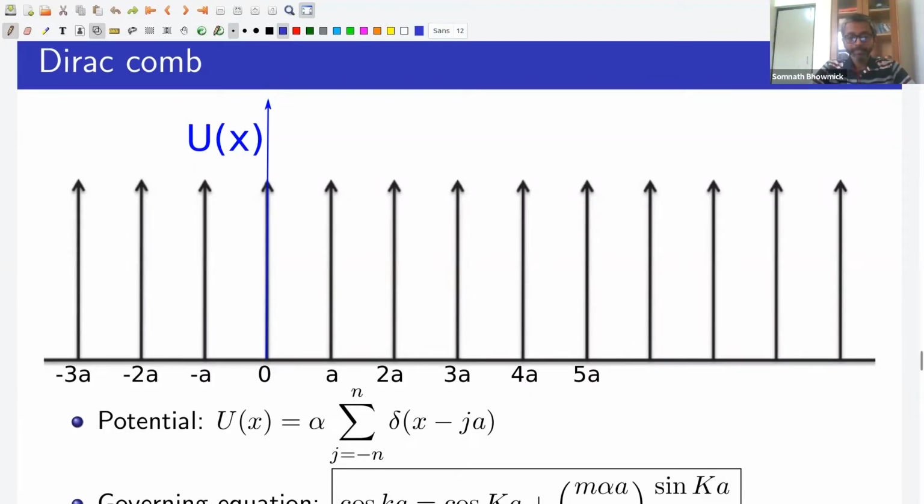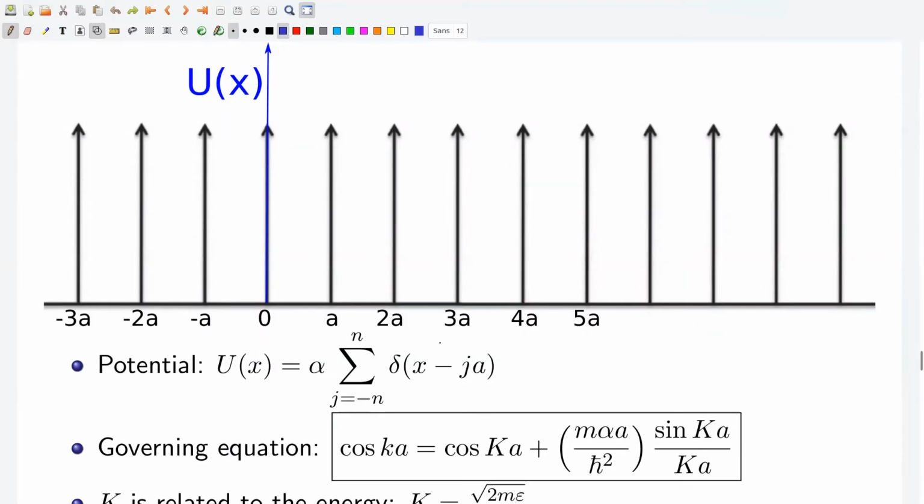Hello friends, in this lecture we continue our discussion on the Kronig-Penney model using a Dirac comb and derive the allowed energy values in a 1D lattice. A Dirac comb is Dirac delta potentials arranged in a 1D lattice. We have derived the governing equation in the previous lecture.